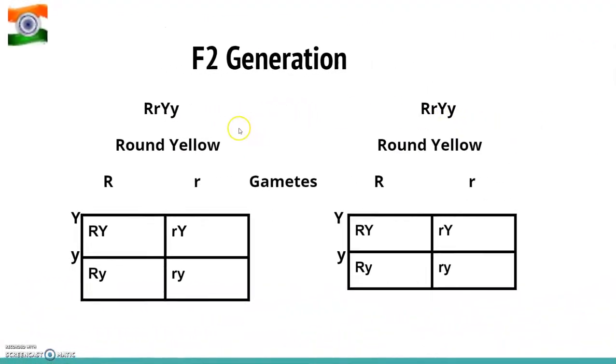Now when round yellow is crossed with round yellow, he just produced the gametes. They are simplified here, like what are the types of gametes which are produced when we write capital R and small r on one side and capital Y and small y on the other side of both the types of gametes. We find that these are the four types of combination of gametes which are produced, which further give rise to different combinations.